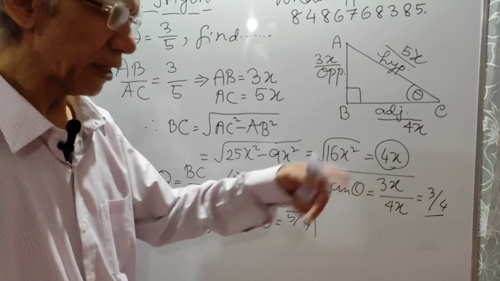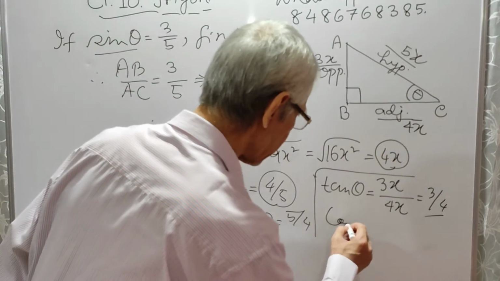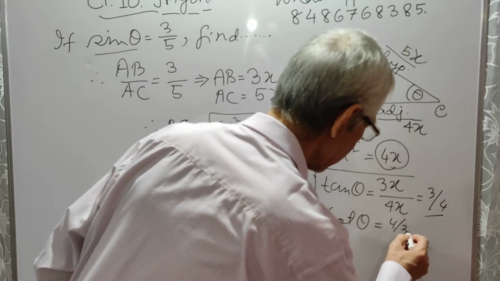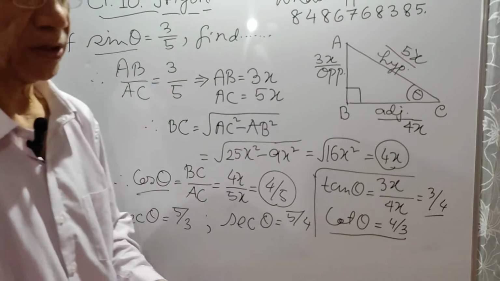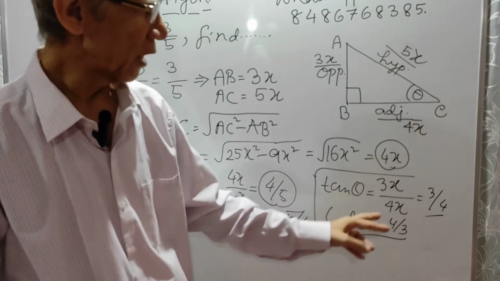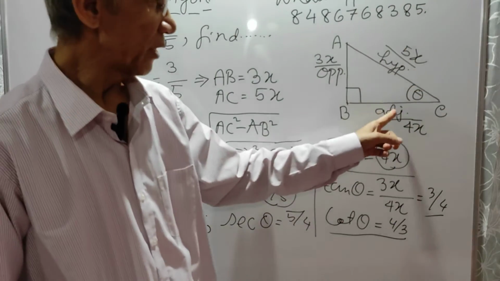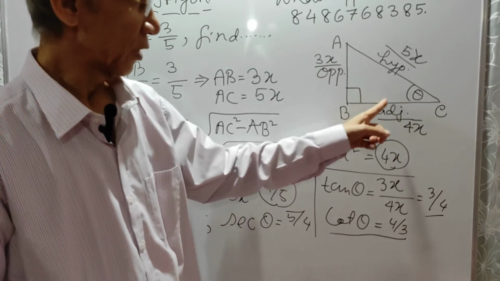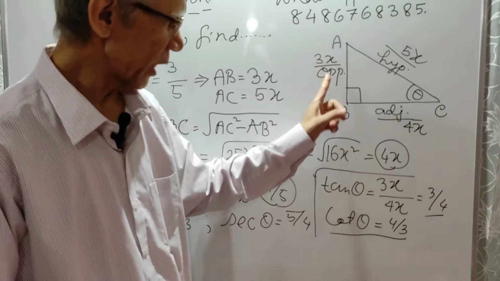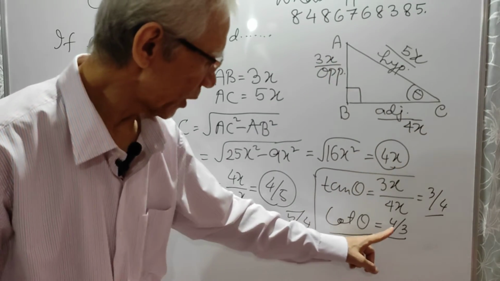Now from tan theta directly we can say cot theta. Cot theta is the reciprocal of tan theta, that means 4 by 3. So cot theta is 4 by 3. Also cot theta from the triangle, because if you want to use the triangle, cot theta is what? Adjacent by opposite, that is base by perpendicular, that means 4x by 3x. 4x by 3x will be 4 by 3.